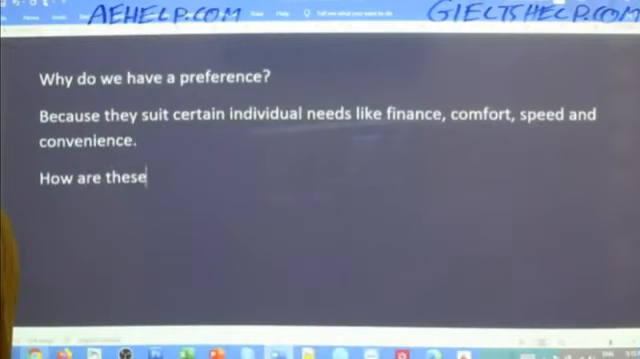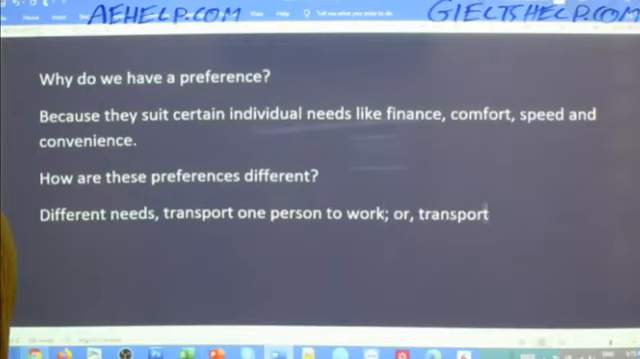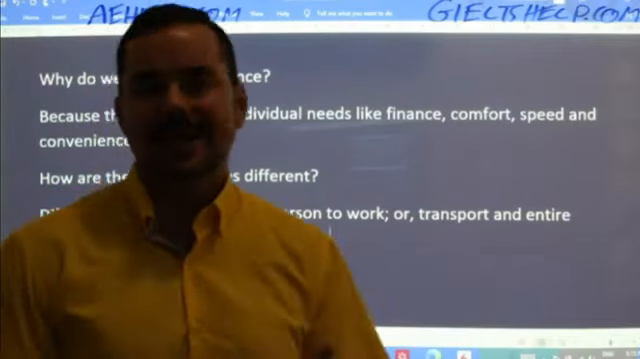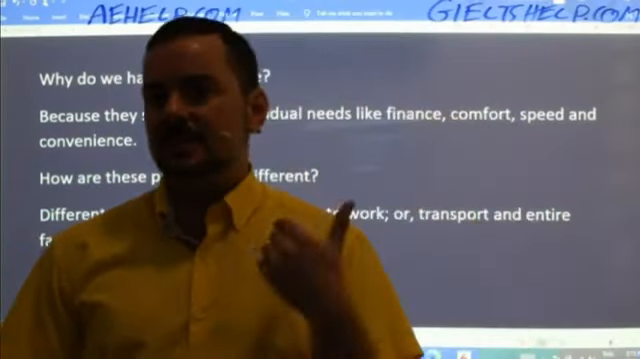How are these preferences different? Well, different needs. Transport one person to work, or transport an entire family to work, school, and ballet class. Okay? That I'm just coming up with. Here I'm generating my ideas. Again, I'm writing this out for you, but in the real exam, I would just be spinning these thoughts in my mind.